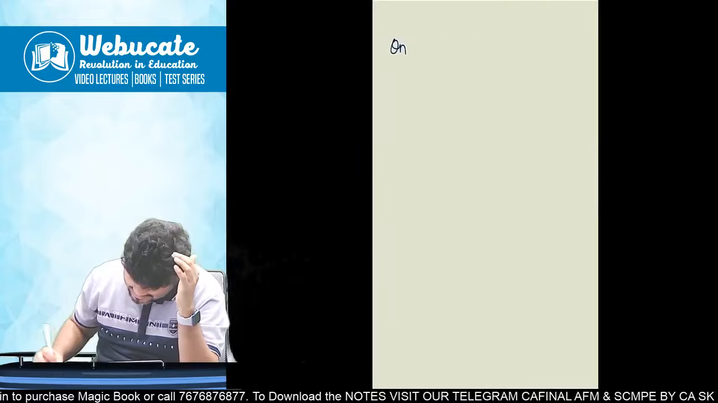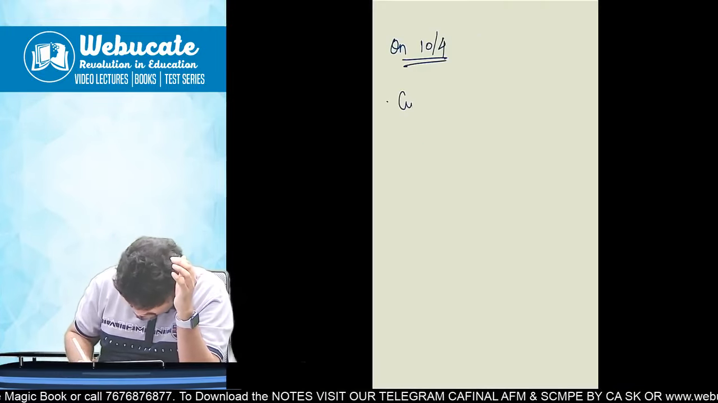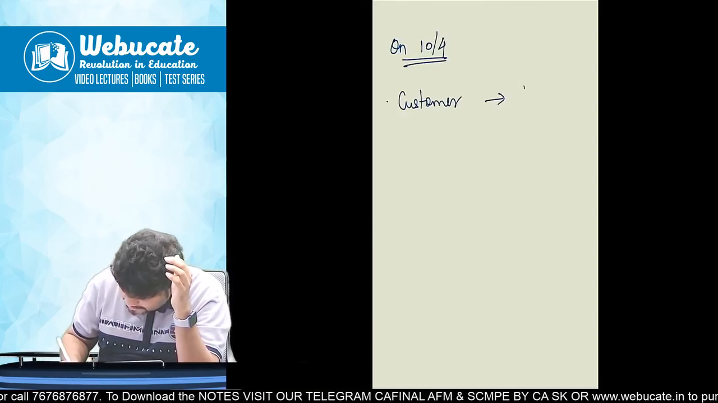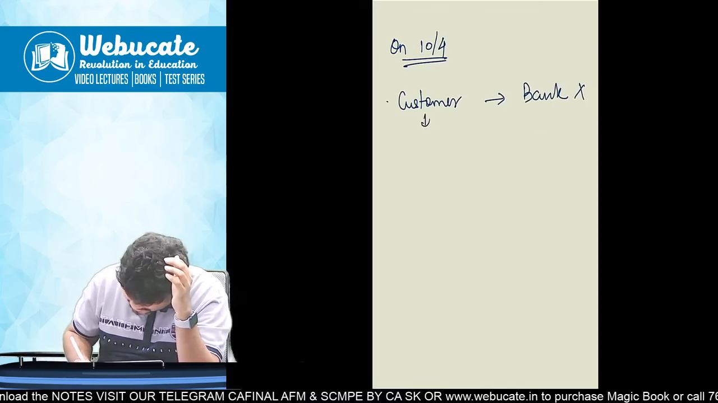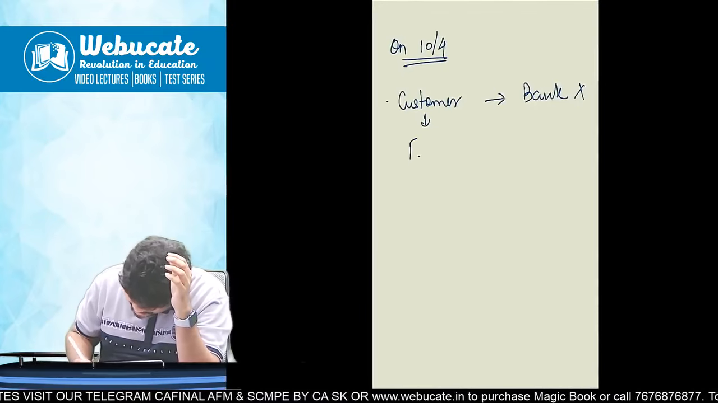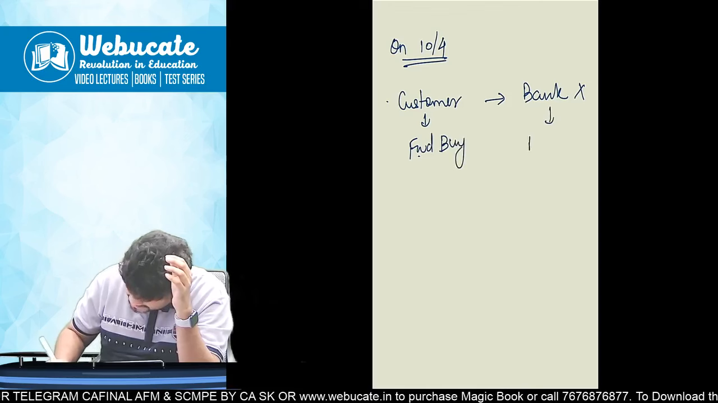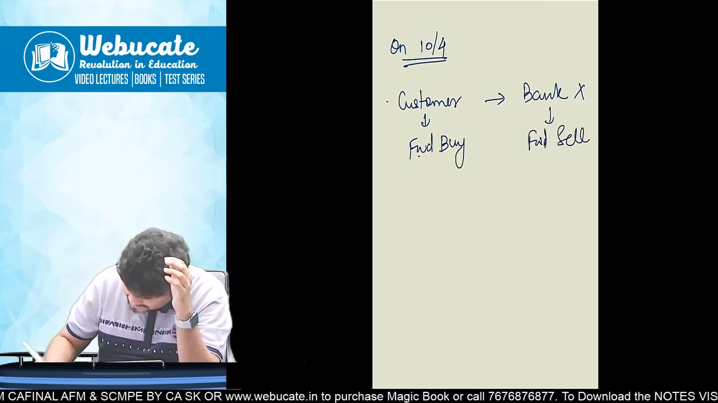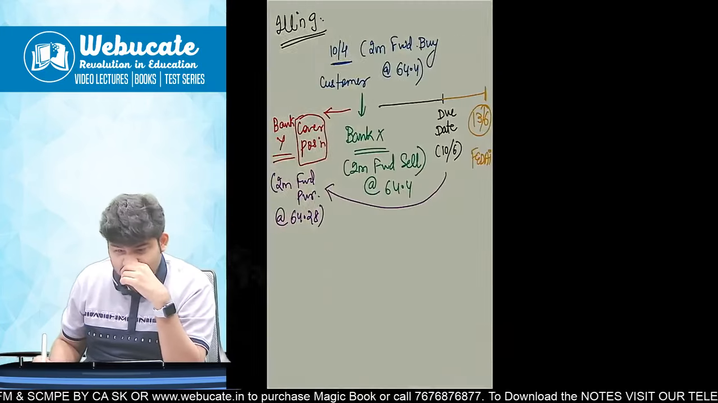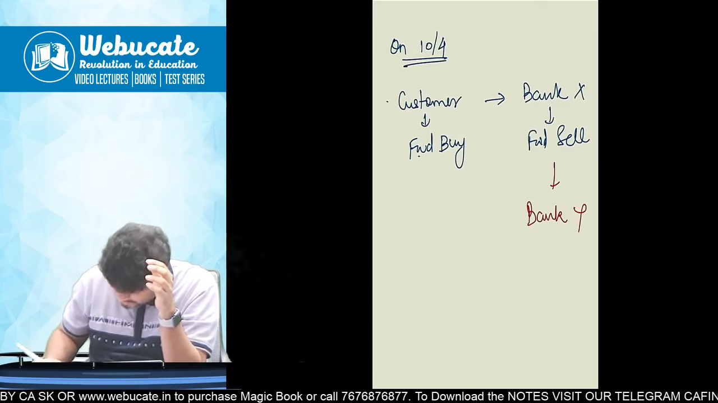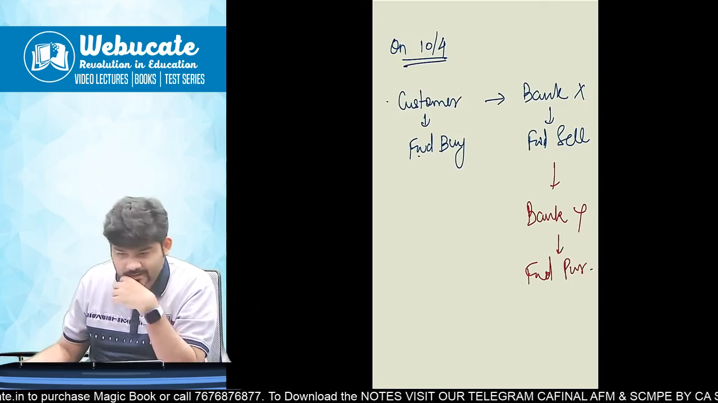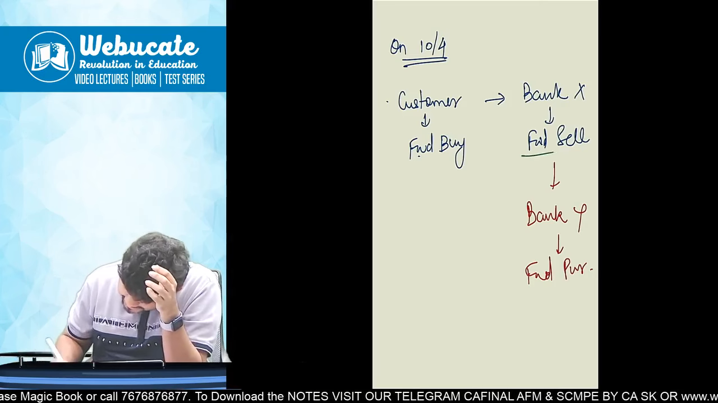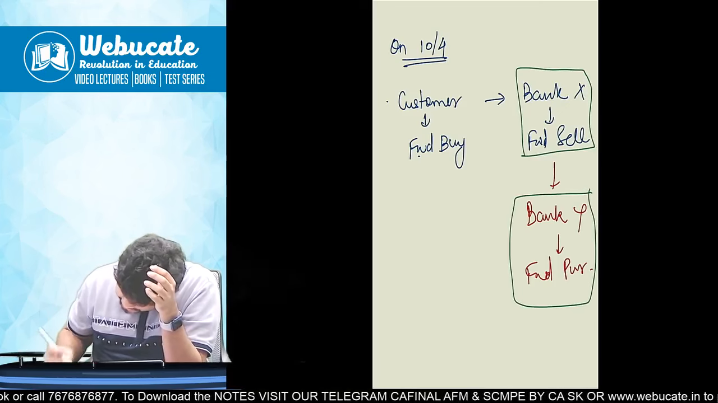So now I'll dictate it to you. Don't worry. So on 10th April, what has happened? Customer has come to Bank X. Customer is doing forward buy. Bank X, forward sell. Then from bank X to bank Y, forward purchase. Right? So customer is doing forward buy. Bank X is doing forward sell. With bank Y, it is doing forward purchase.